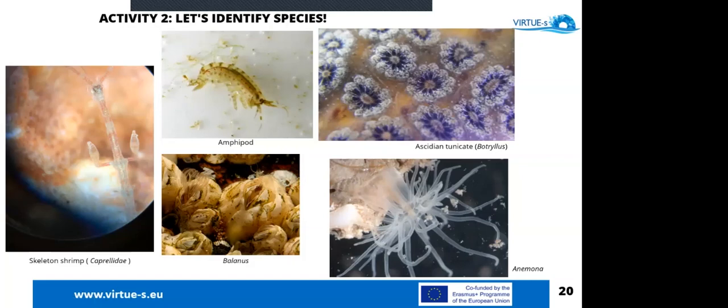And here are some examples of pictures taken by the students or teachers of the organisms found attached on the disc. For instance, here we have a skeleton shrimp. Here we have an amphipod, an ascidian tunicate. Here we have a balanus, and here we have an anemone. This picture was taken through the stereoscope, so students can have fun also photographing the organisms that they are observing.